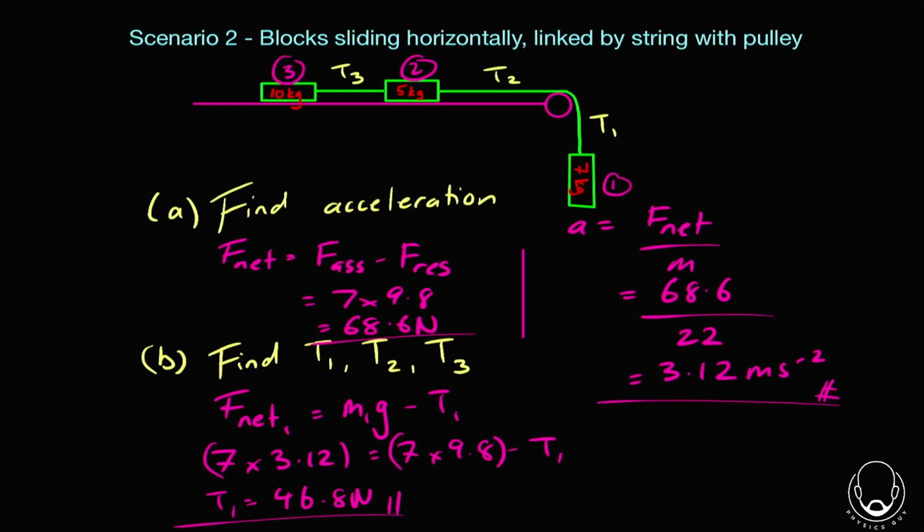Thereabouts. And then again, we're just going to say T1 is equal to T2 because it's the same string and tension is uniform. Therefore, T2 is also going to be 46.8 newtons. I don't know why I just drew a 4 there. T2 is also 46.8 newtons. But at least give a reason. Say T1 is equal to T2 as it's a common string, and tension is uniform throughout the entire string.